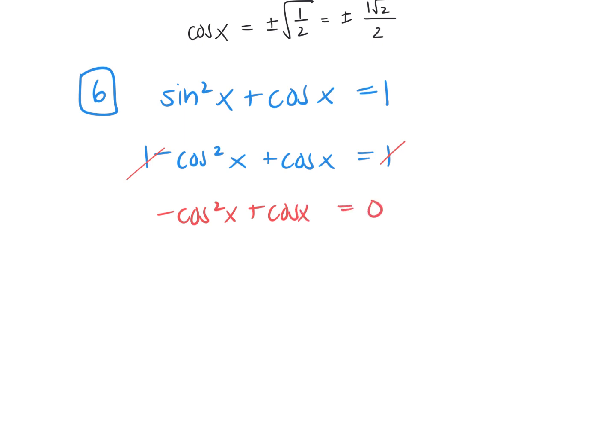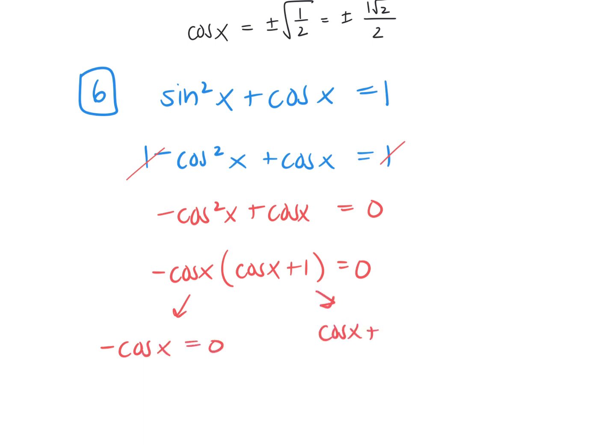What can I do on the left side there? Take out a cosine. I'm going to take out a negative cosine. You don't necessarily have to, but you can if you want. And then you get a cosine of x plus 1 on the inside. So zero product property tells me I got 2 equations I'm going to solve. So negative cosine of x is equal to 0 and cosine of x plus 1 equals 0.